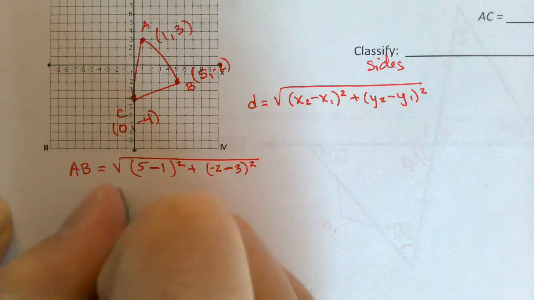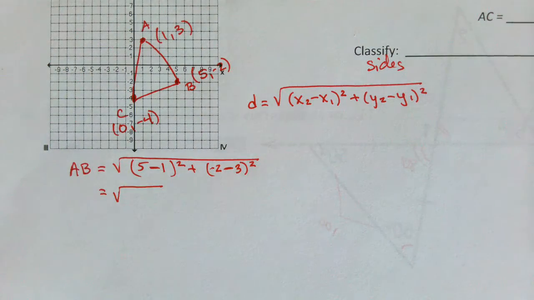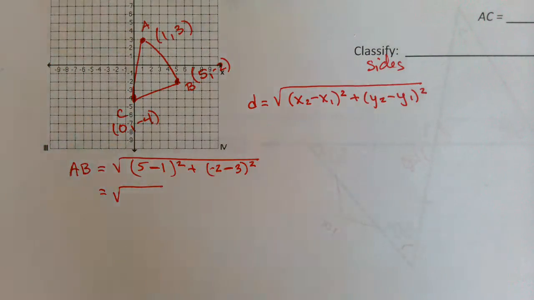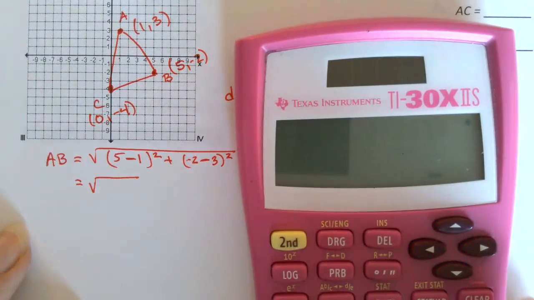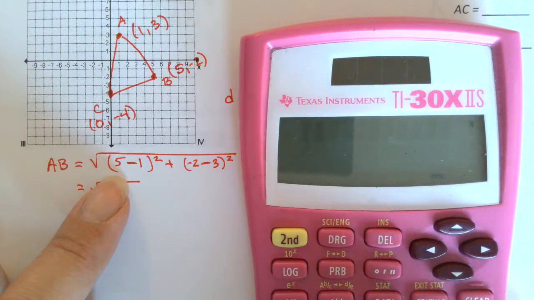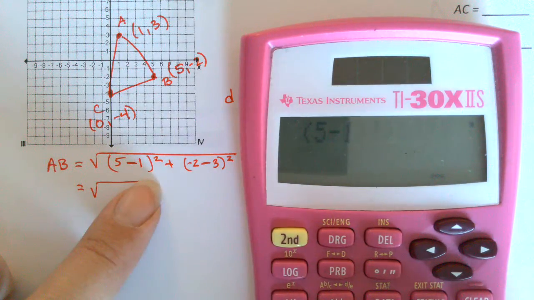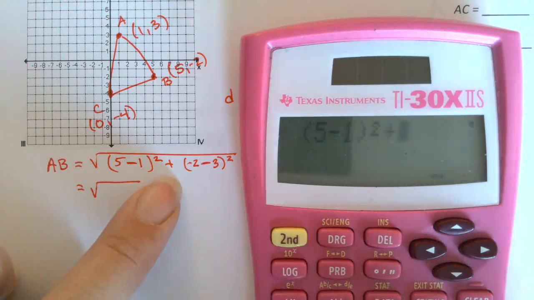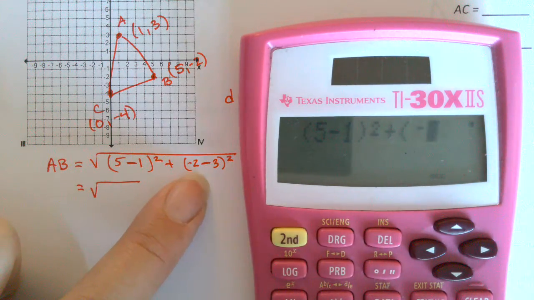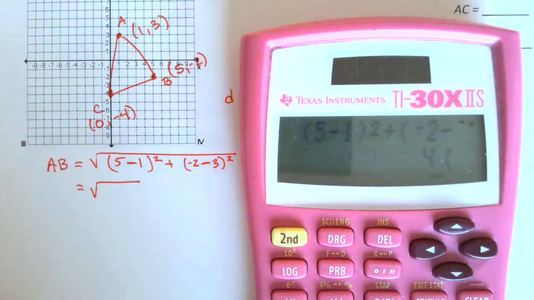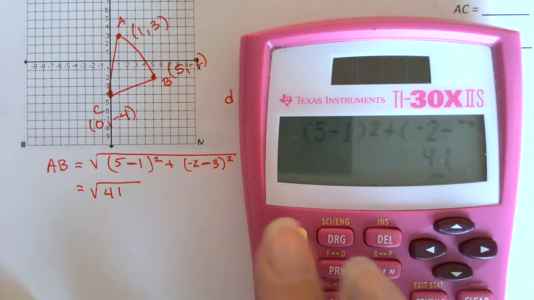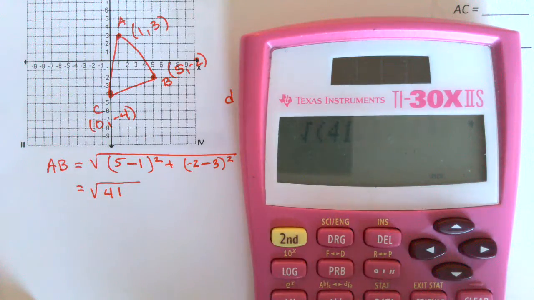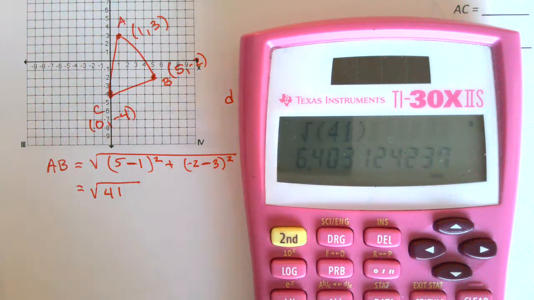Now, here's the part that you can do in pieces, but we talked about not putting the whole thing in your calculator. Just bring the square root sign down, and we're going to put what's underneath, and we're going to use our parentheses. So what's underneath is parentheses 5 minus 1, close them, squared, plus parentheses negative 2 minus 3, close it, squared. So I get 41 underneath the square root sign. And if I take the square root of that, I get 6.4 approximately.